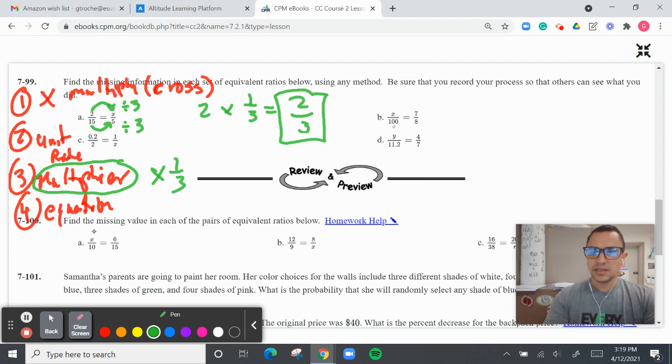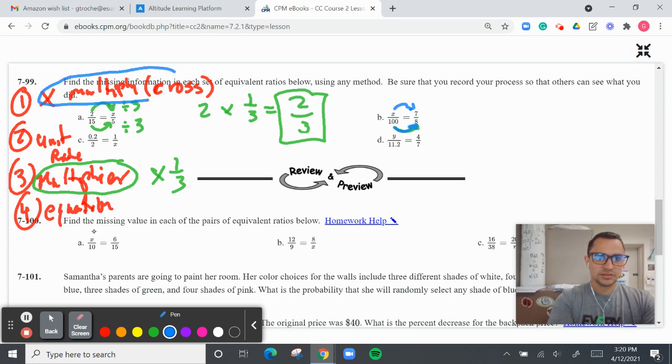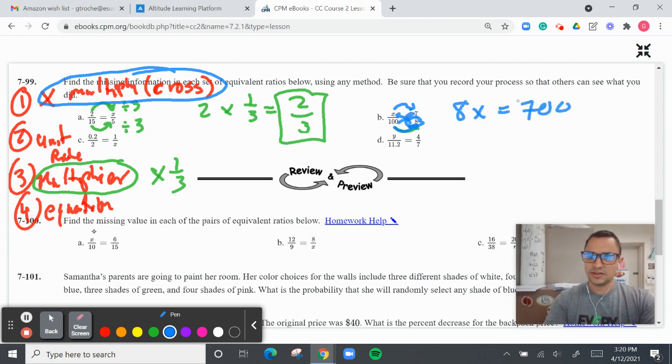For B, we go from 100 to 8. I'm going to use a different color. We go from 100 to 8 and x to 7. Interesting. Well, let's do this. Let's use our cross multiplication. Let's do it with blue. So I'm going to go and cross multiply 8 and x. So that's 8x. And then 100 times 7, which is 700. So 8x equals 700, and 700 divided by 8.